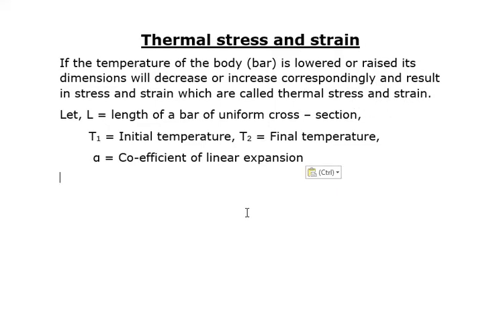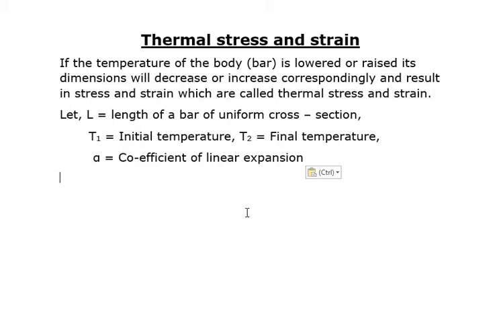Due to rising or lowering the temperature of the body, there will be changes in dimension. If we lower the temperature, then dimension will decrease. If we increase the temperature, then dimension will increase correspondingly, and there will be stress and strain that will be offered by the body, which are called thermal stress and strain.